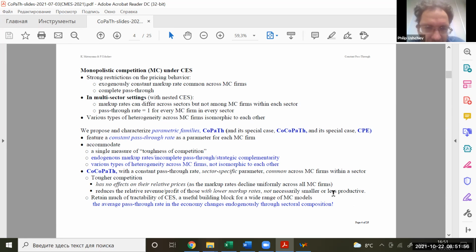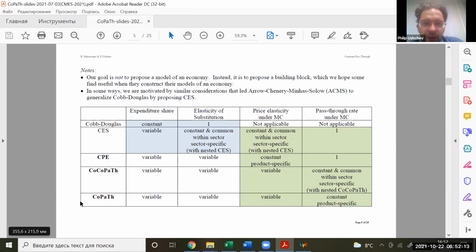Okay. And these families retain much of the tractability of CES, so they are a useful building block for a wide range of monopolistic competition models in macro, in trade, and potentially other fields. Okay, so this is just a brief explanation of how exactly our findings relate to the literature.